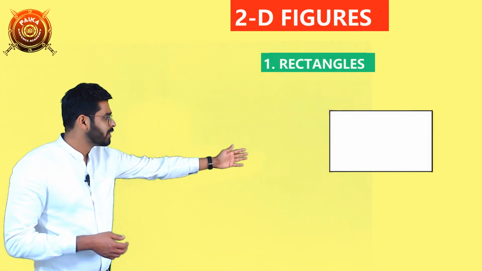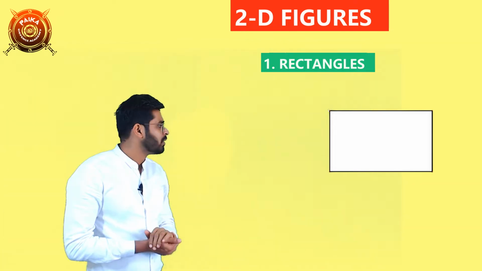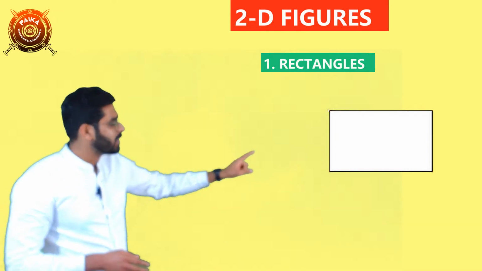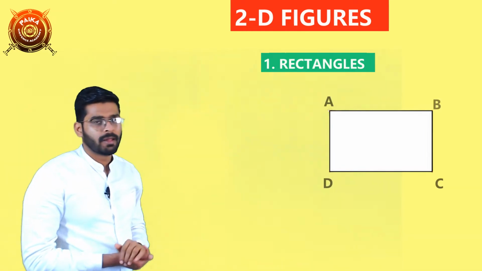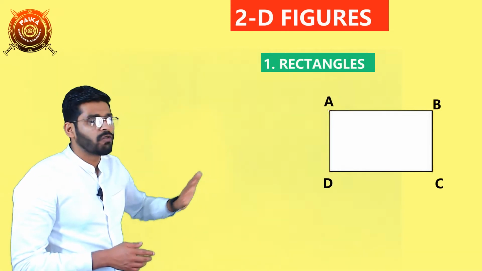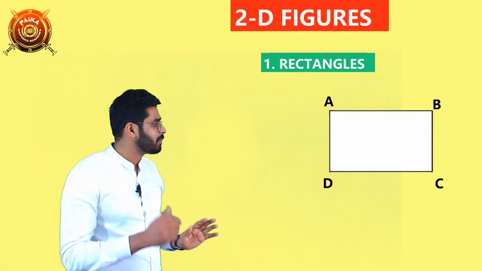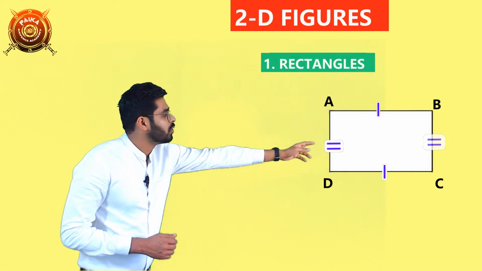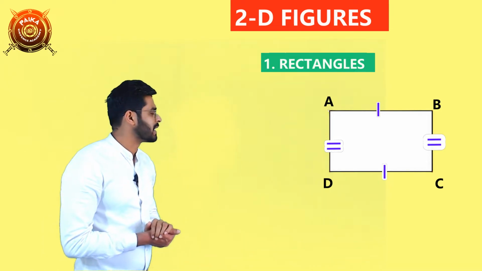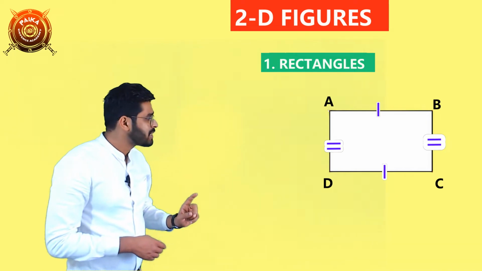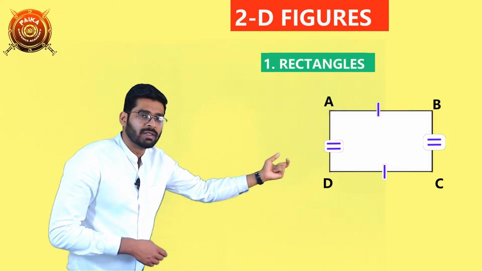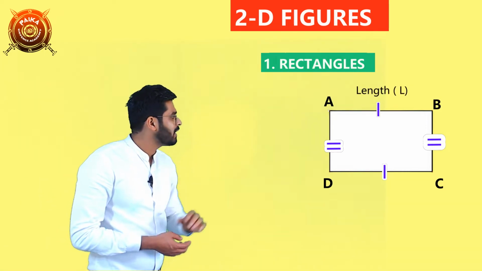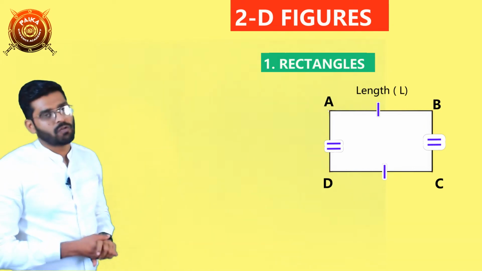As you can see here, this is a rectangle. If you count the number of vertices of the rectangle, then a rectangle has four vertices, that is A, B, C and D. And students, opposite sides of a rectangle are always equal. That means AB is equal to CD and AD is equal to BC. Okay, remember this thing. And one more thing, you can see here that AB is longer than AD. So the longer side is called the length of the rectangle and the shorter side is called the breadth of the rectangle.